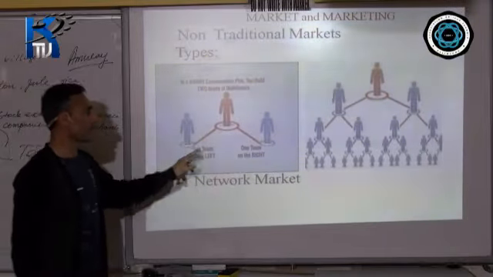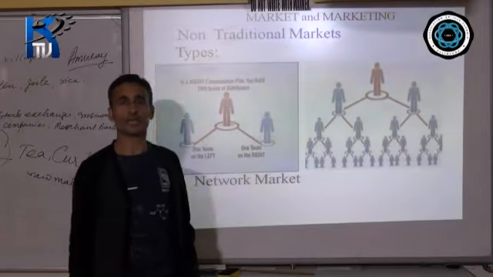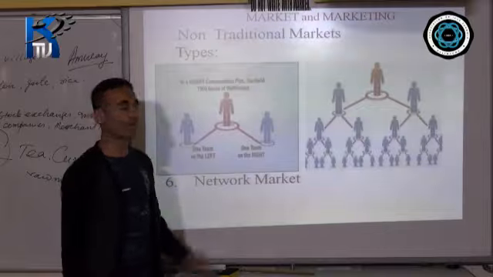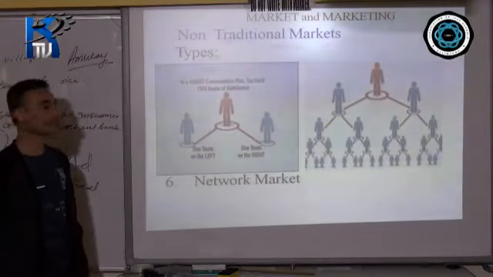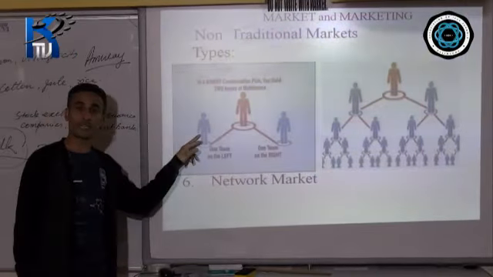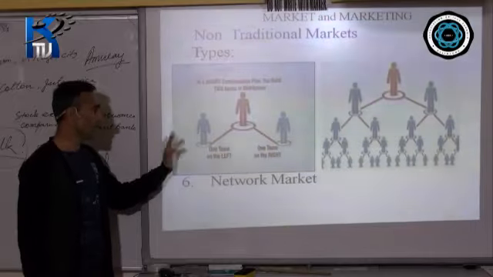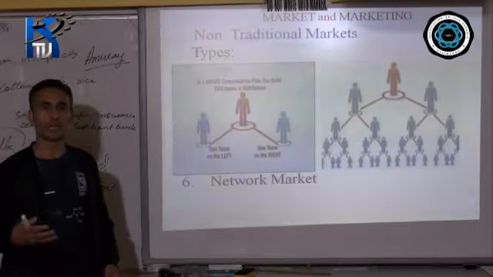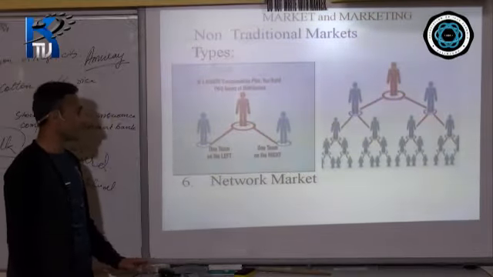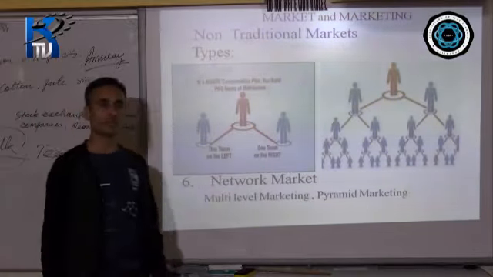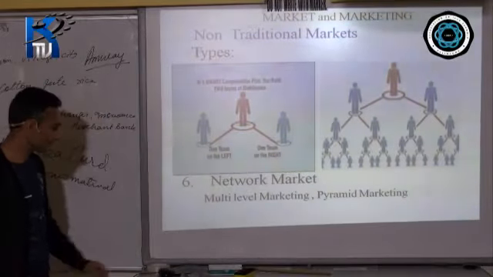This person will again further employ another team under him, left and right wing. This way it will go on multiplying. Yet this person, if he wants, he can sell the product, or if he wants, he can keep on developing different teams under him. This network marketing is also known as multi-level marketing, or also known as pyramid marketing.